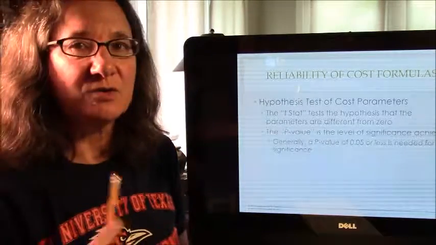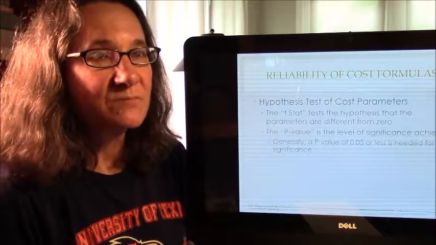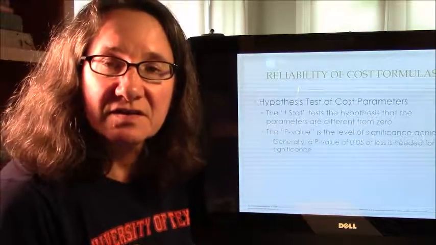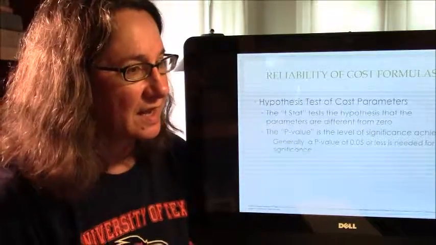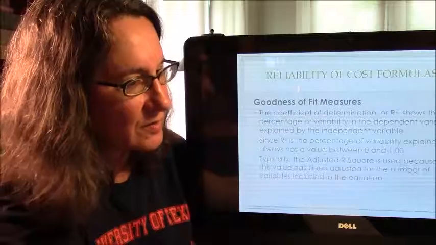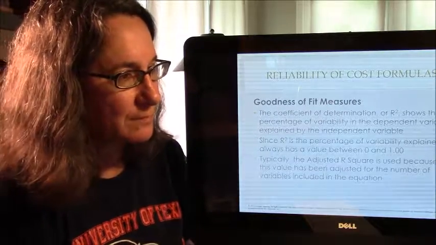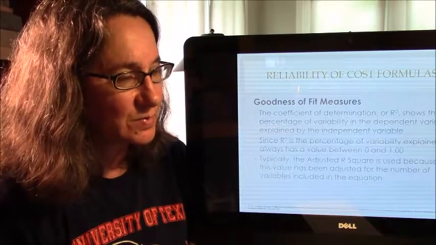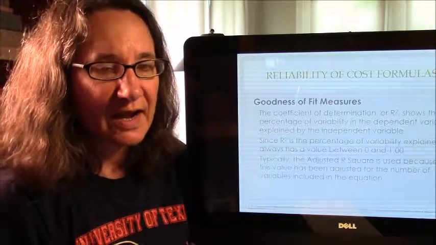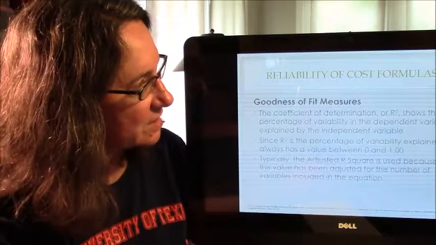So the p-value tells you, have you achieved significance? Is that a significant result? And so that's good. You want to know that. Goodness of fit, R square. R square is a percentage, so you'll see something like 0.8, 0.9, right, like 90%. So the higher that number, the better.